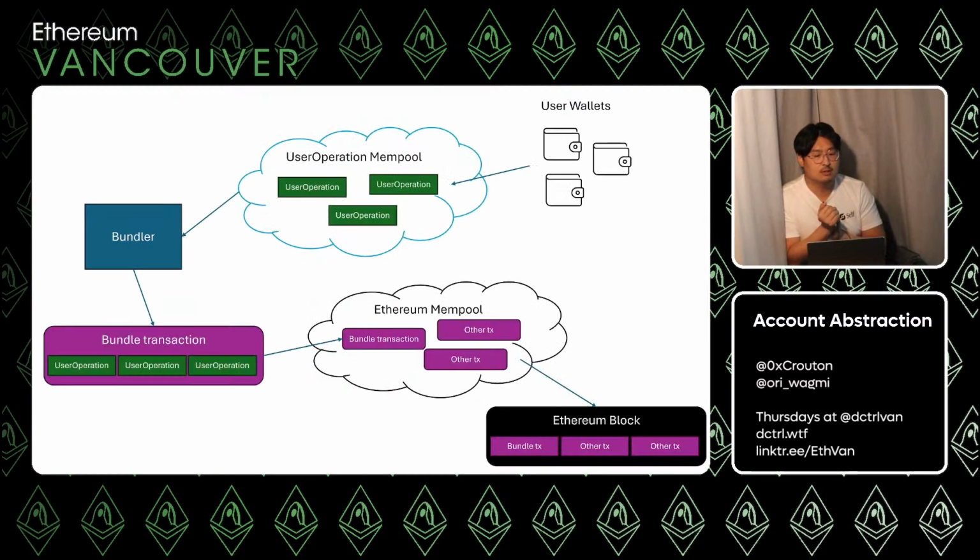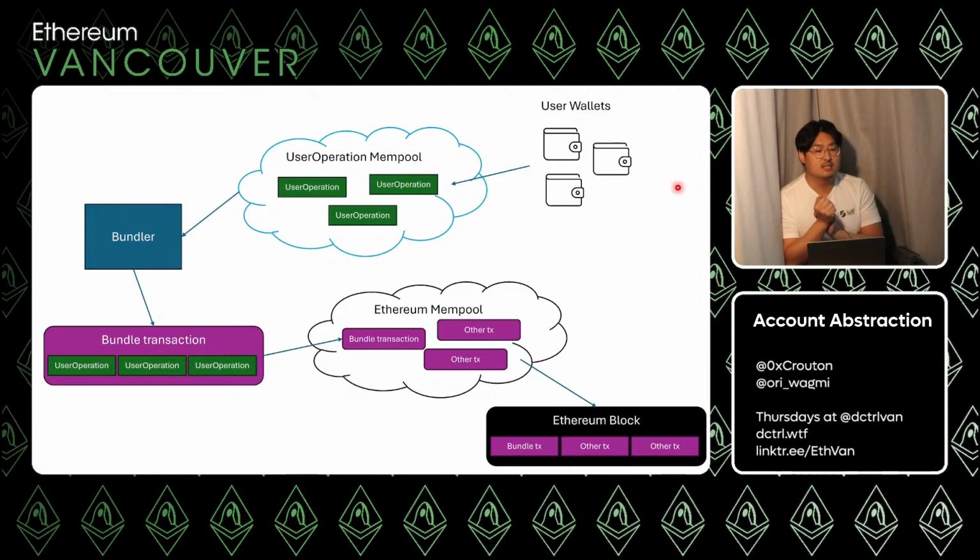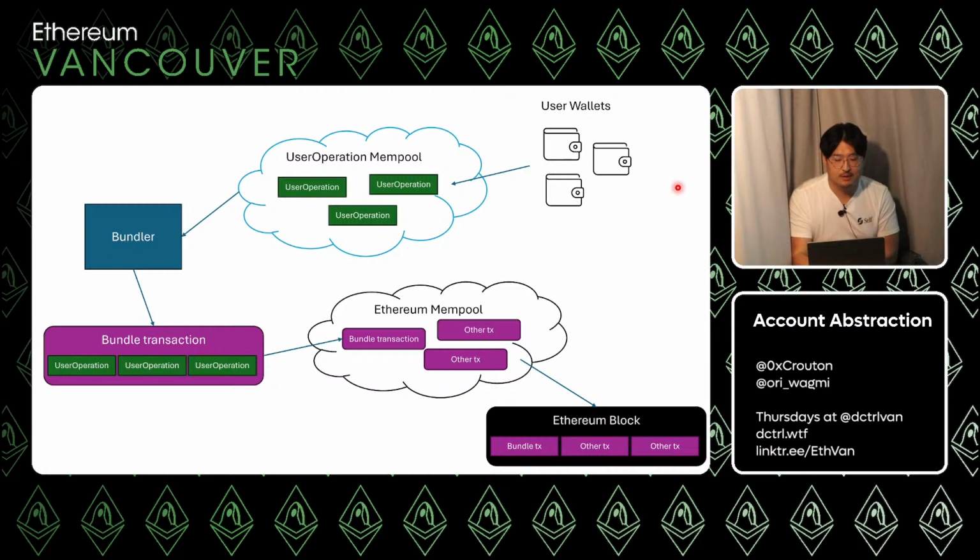So let's now look a bit closer at the off-chain components, before it goes on-chain. So this is the user op mempool, and the bundler. We start on the top right here. So these are user wallets. You can think of these as like MetaMask or Rabby wallets that you use today. We're assuming they're 4337 compliant, but these are what the users are interacting with.